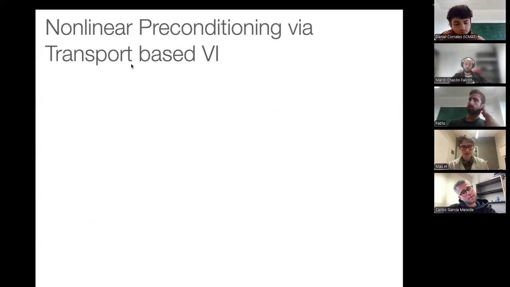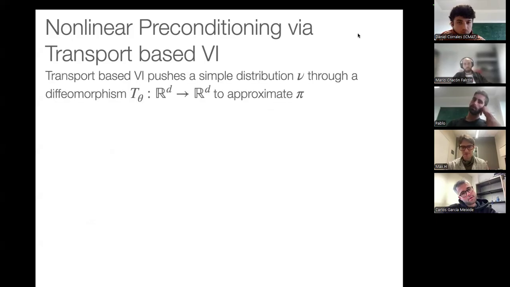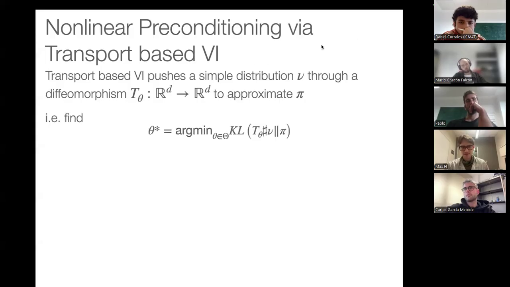Well, the first case is nonlinear preconditioning via transport-based variational inference. Transport-based variational inference pushes a simple distribution nu through a diffeomorphism T of theta, and it does this to approximate the target distribution. So the variational problem looks like finding a parameterization of your push forward of a very simple distribution such that the push forward looks very similar to pi in terms of the KL.